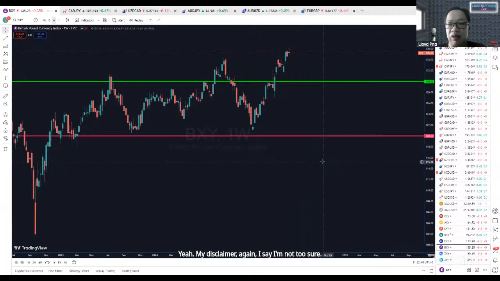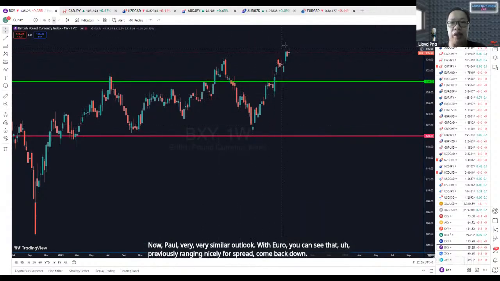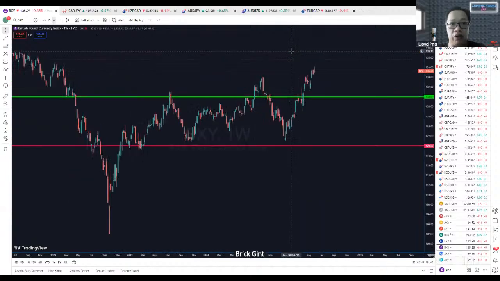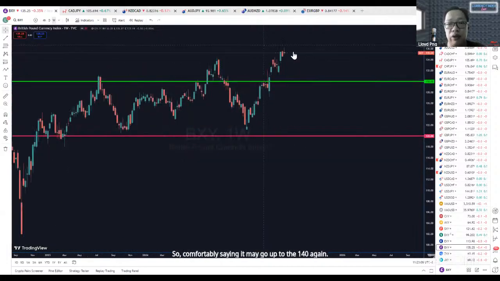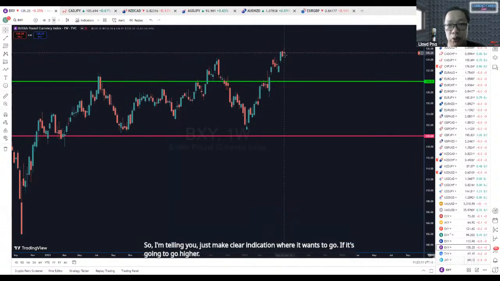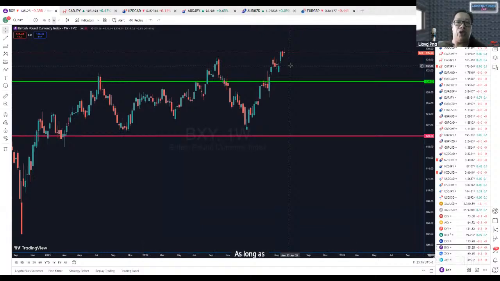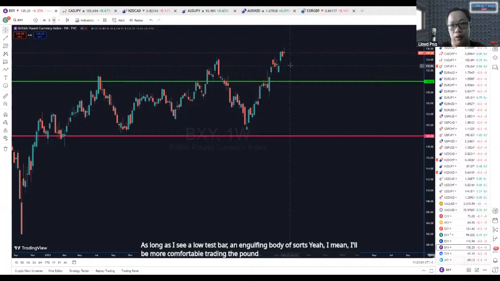Now, pound, very similar outlook with the euro. You can see that previously it was ranging nicely, broke, came back down, broke again. I don't really know where pound wants to go. In the past, definitely it has broken above this level, so comfortably saying it may go up to the 140 again. So until it gives me a clearer indication where it wants to go, if it's going to go higher, I'll wait for the pound to actually form a higher low, which is around this region. As long as I see a low test bar, an engulfing body of sorts, then I'll be more comfortable trading the pound to the long side.